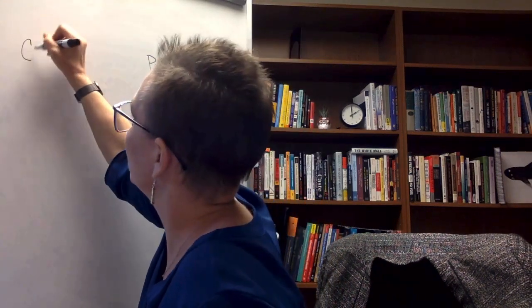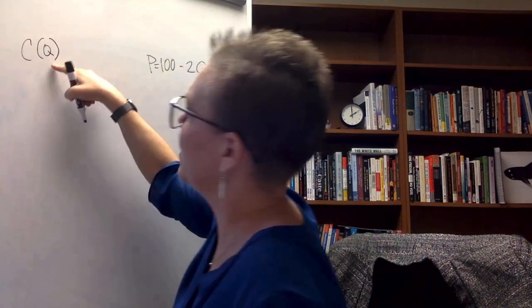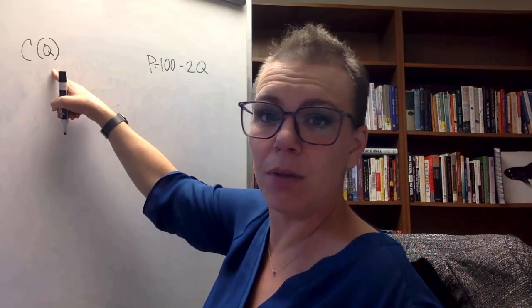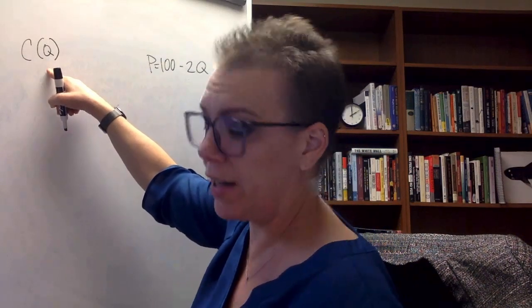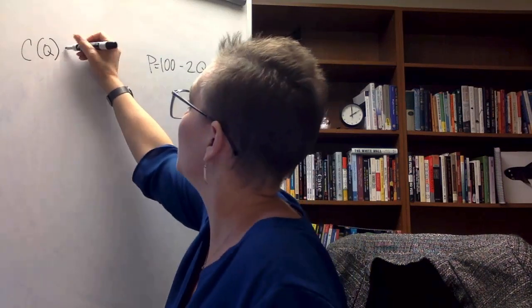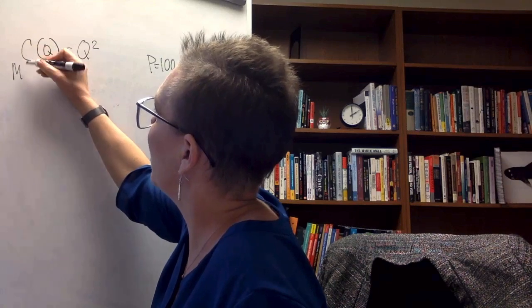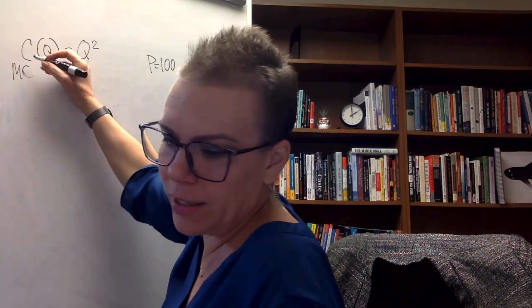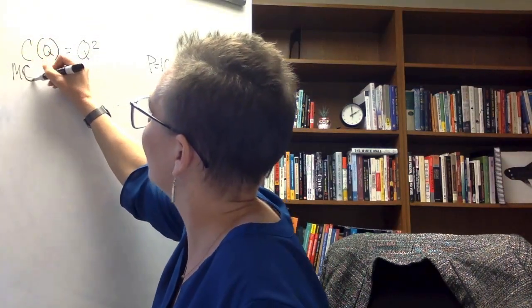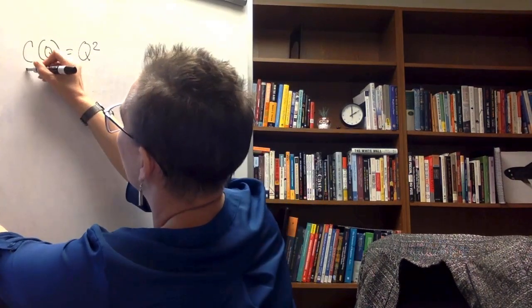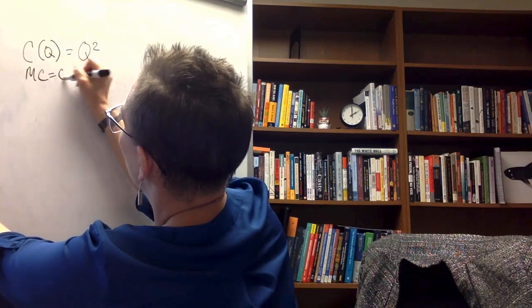And we have a cost curve, and we can just put an uppercase Q in there. Cost is a function of the quantity. It's uppercase Q because it's a monopolist, so the market quantity is the firm's quantity. And the cost function is going to be Q squared, which means that marginal cost is going to be the first derivative of that. Marginal cost is going to be equal to Q.